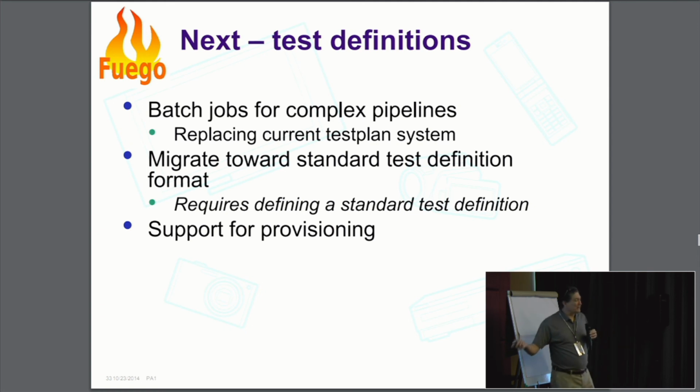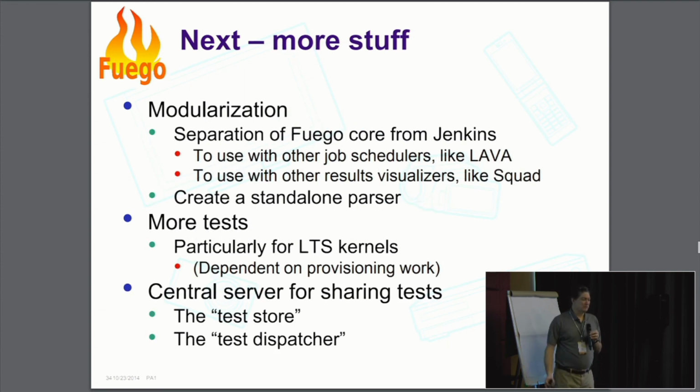So we're replacing our test plans. Our test plans right now are serialized, and we're replacing them with a system that will allow for more complex pipelines, that will allow multi-threaded concurrent tests to be running simultaneously, so you can do things like set up a monitor and run a test and do a stress at the same time, and also have conditional aspects to your pipeline. We'd like to migrate towards a standard test definition format. Of course, that would require that there was a standard test definition format, so that's another reason why we're here this week. Support for provisioning.